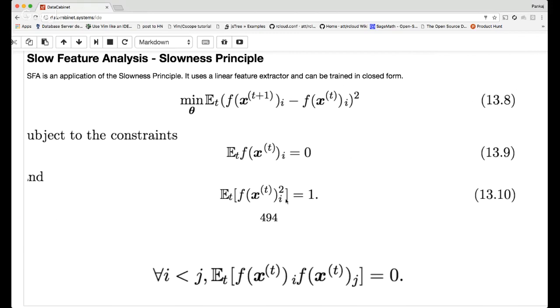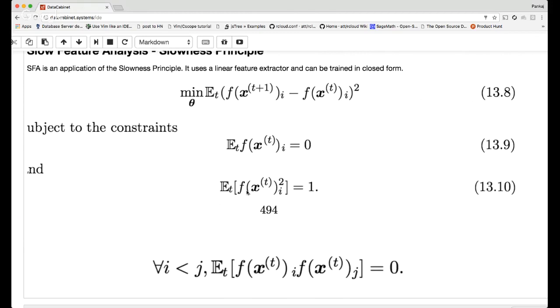The second thing is that at each time step, the square of the linear transformation should add up to 1. So this is a funny one. Can you see why it should add up to 1? What if it does not add up to 1? What if this constraint was not there?